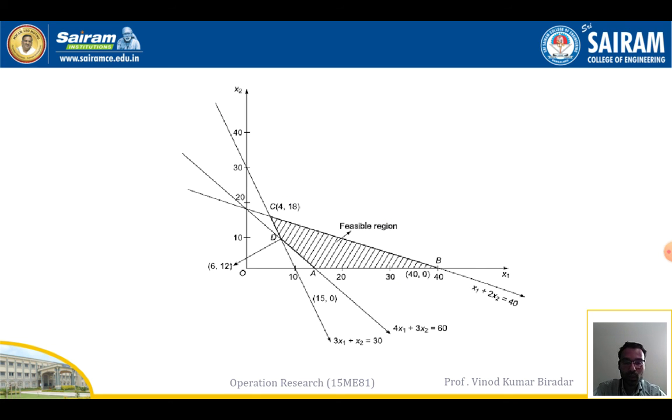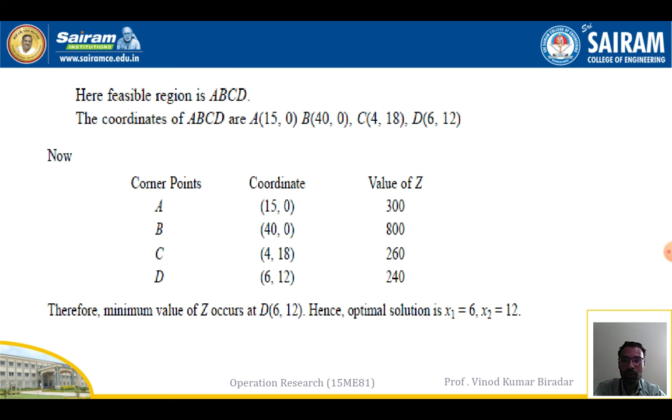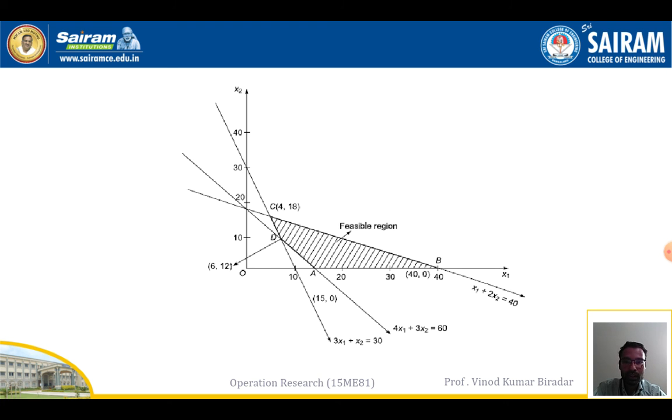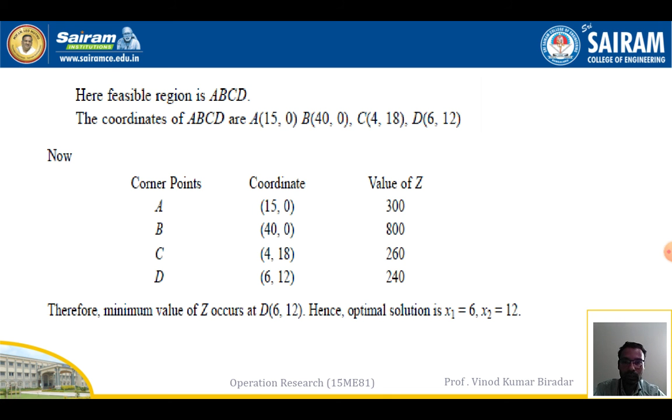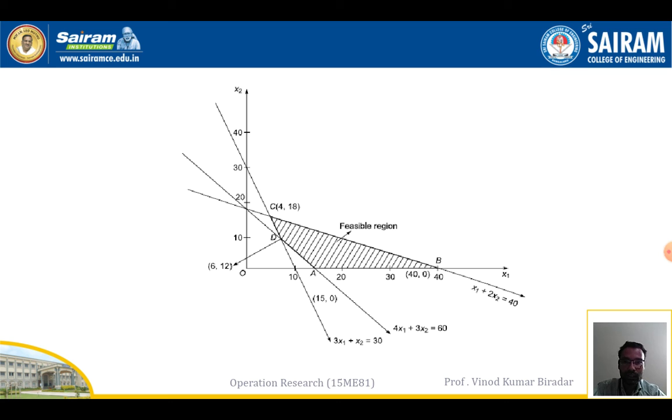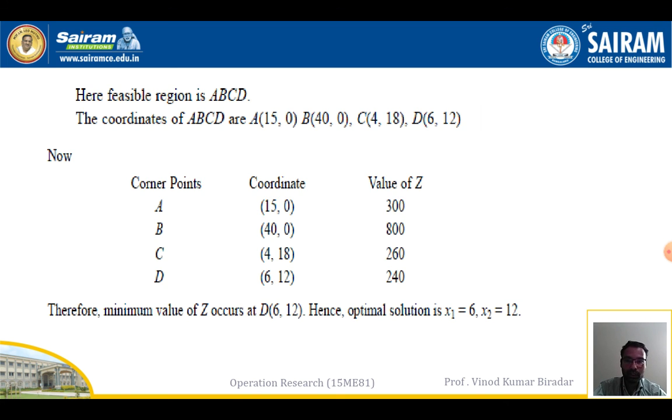At point A, what is the value? 15 comma 0. At point B it is 40 comma 0. At point C the value is 4 comma 18. From point C, take the scale and measure from 0 to 4, and 18 will be there on this x2. Similarly, D is 6 comma 12. From point D draw one vertical line, and there you measure x1 and x2 and you will get the point 6 comma 12. Once you have calculated these values, you need the value of z.